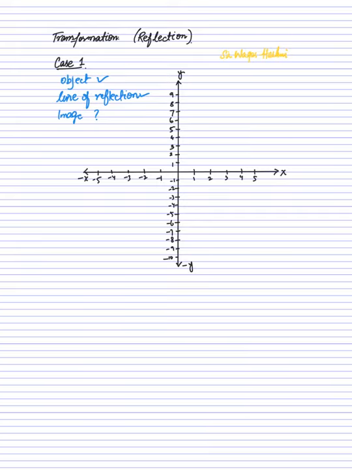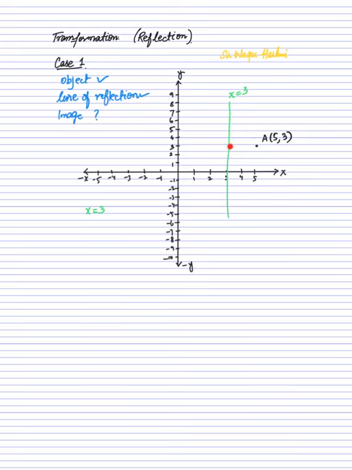Now how are we going to reflect any shape or any point? Let's take an example first. Let's suppose you have a point 5 comma 3, and we label this point A. Now we need to reflect the point 5 comma 3 in the line x equals 3. First, we need to draw the line x equals 3 on your graph. Now we need to reflect the point A in this line.